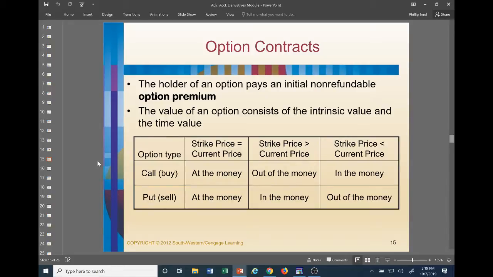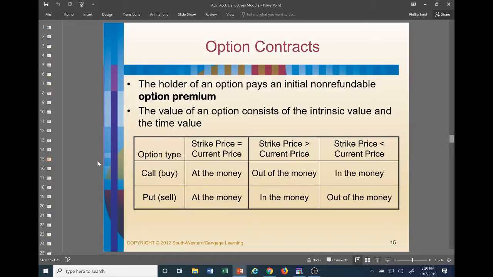So let's see, what if the strike price is equal to the current price in regards to a call option? That means we're at the money. What if the strike price is greater than the current price? Then we're out of the money. The reason we're out of the money is that we have a right to buy a certain asset or a certain stock. So we have the option to buy it, right? If the strike price is greater than the current price, really we're out of the money, because it does us no good; we'd be buying it at a higher price than the current price.